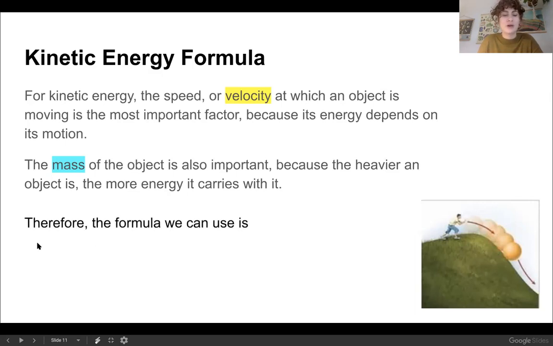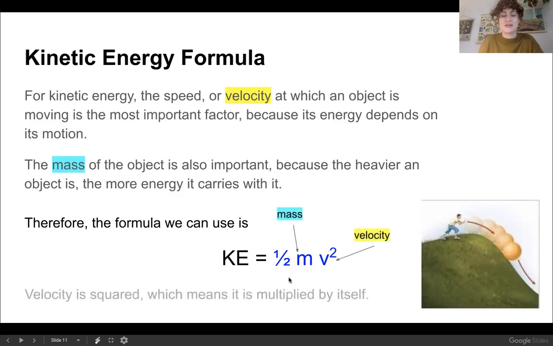Therefore, the formula we can use is kinetic energy equals 1/2 mass times velocity squared. So remember I said velocity is so important? It's so important that we're going to multiply it twice. V times V is velocity squared. So again, M stands for mass, V stands for velocity.